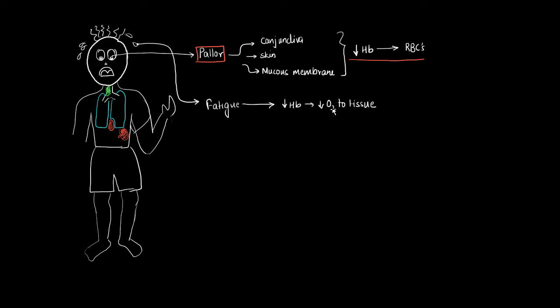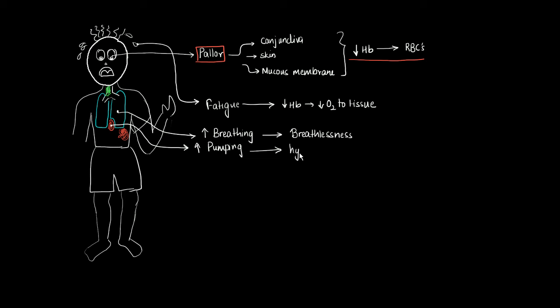Now, since there is reduction in oxygen to the tissue, a compensatory mechanism sets in, and the lungs try to compensate by increased breathing. And this compensation actually presents as breathlessness in the patients. Not only the lungs, but even the heart tries to compensate for the reduced oxygen to the tissues by increased pumping of the blood, and this in the long term may result in hypertrophy or other cardiac abnormalities.